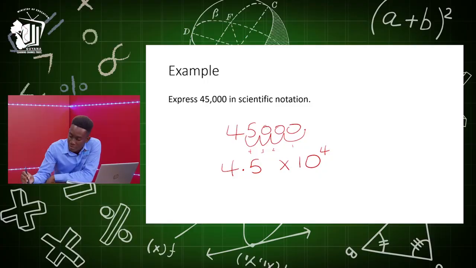Now remember earlier I said the 45,000 is greater than 1, so the power has to be positive. Now, there's another way you can remember whether the power will be positive or negative, as you will see in the future examples. If we are moving the point in that direction, the power will be positive. If you're going in the other direction, then the power will be negative. Or we can look at the original number. If the original number is greater than 1, then the power will be positive. If it's less than 1, then the power will be negative.